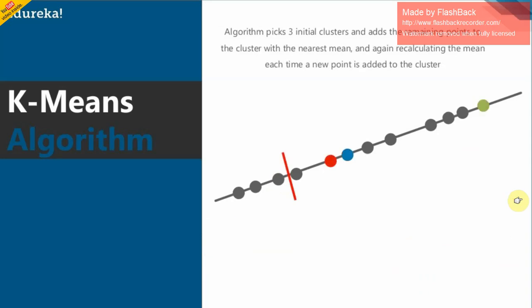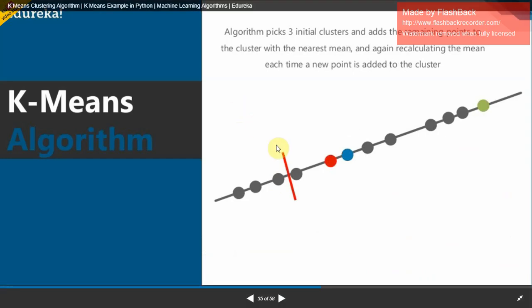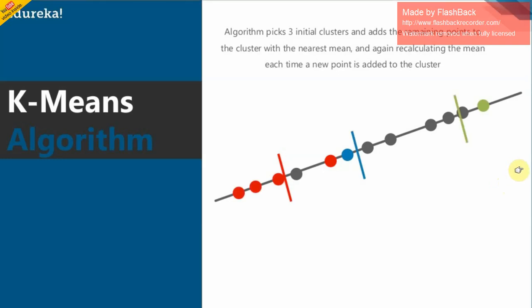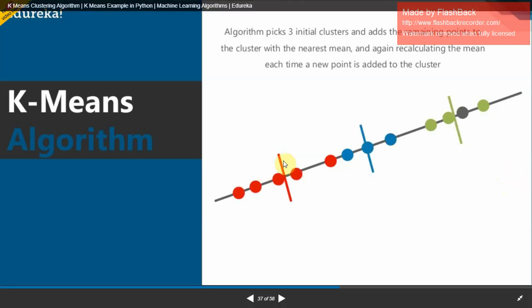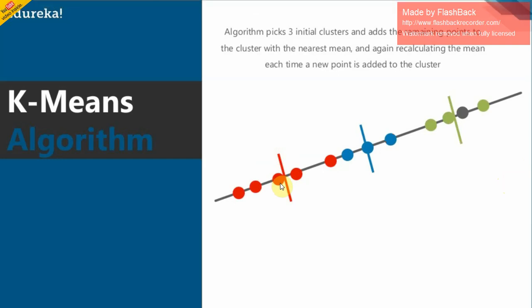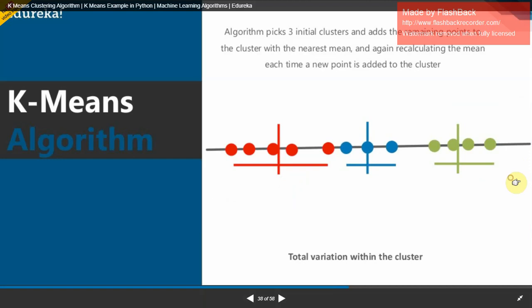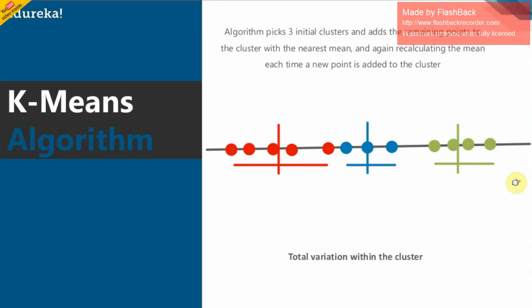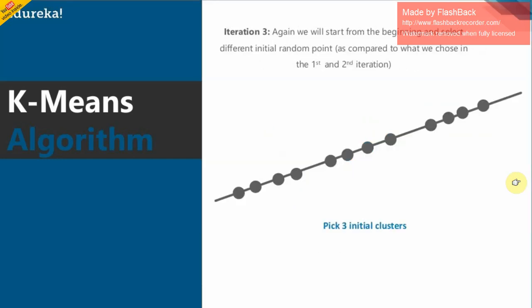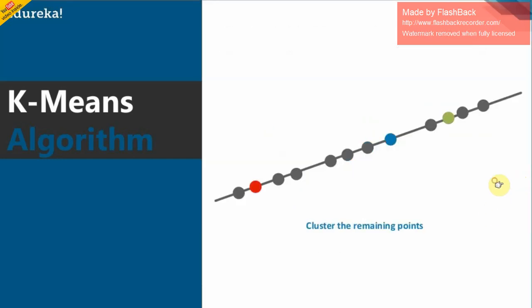The algorithm picks three initial clusters and adds the remaining points to the cluster with the nearest mean, recalculating the mean each time a point is added to the cluster. It recalculates each time for the point nearest to the cluster. Then it tries to identify the total variations within the clusters, and picks three new clusters.